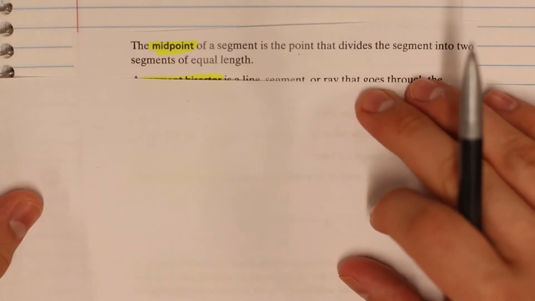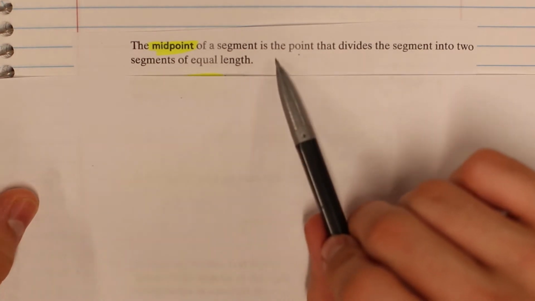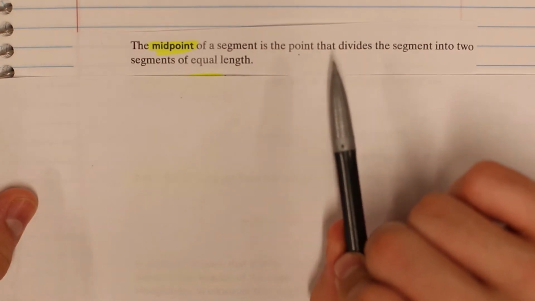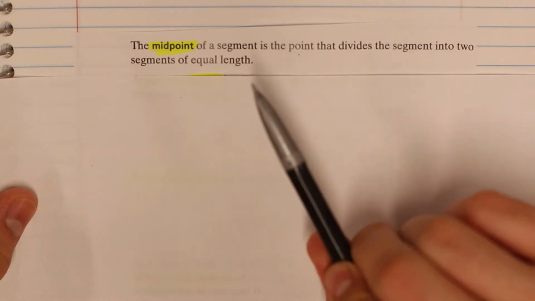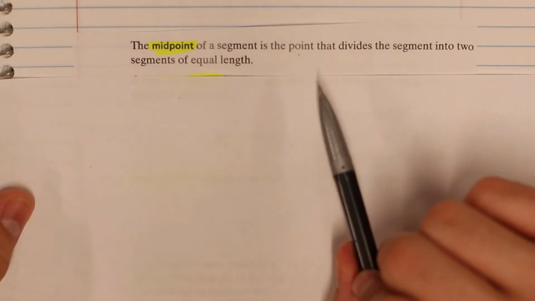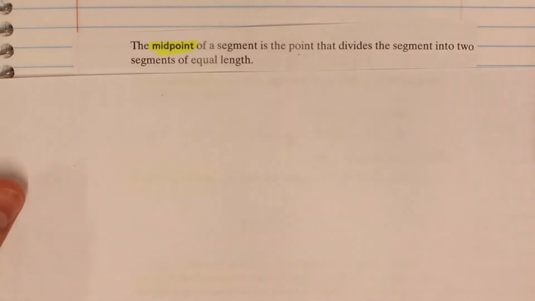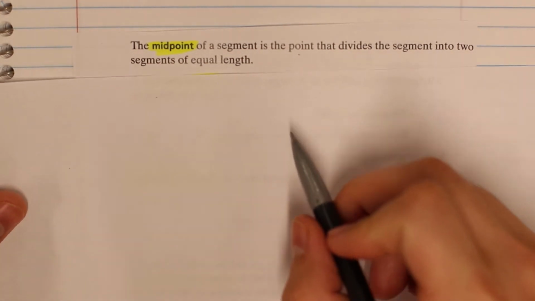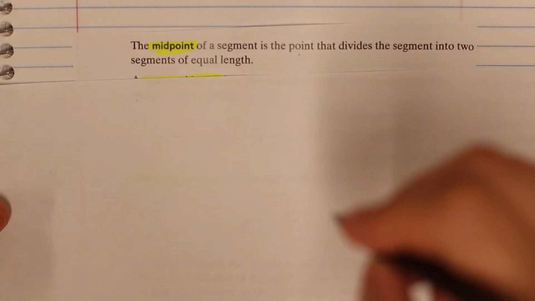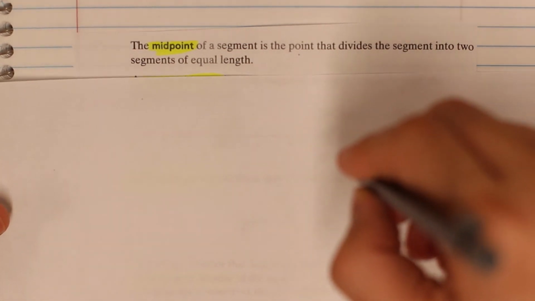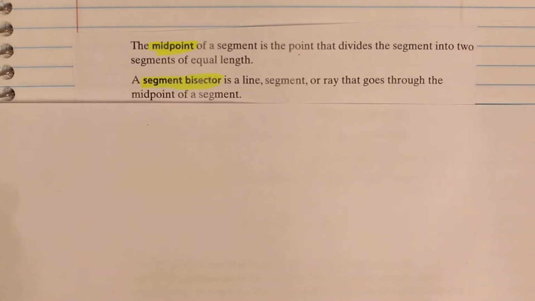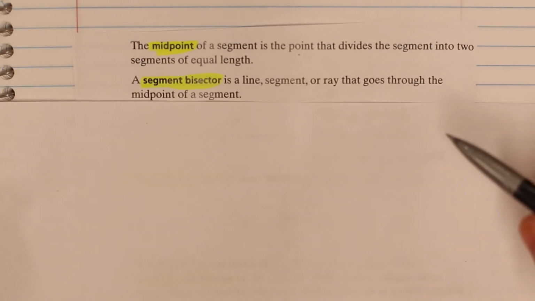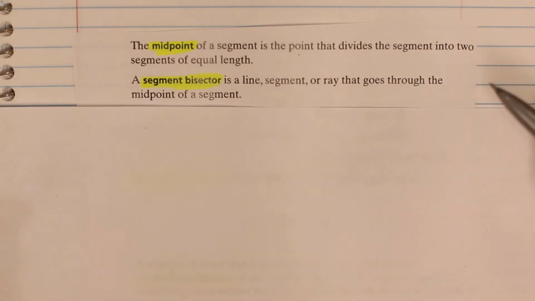So the first definition we have is the midpoint of a segment. The midpoint of a segment is the point that divides the segment into two segments of equal length. So midpoint, put in layman's terms, is if you put the dot in the very middle. So if I have a line and I put a dot in the very center of that line, then it's a midpoint.